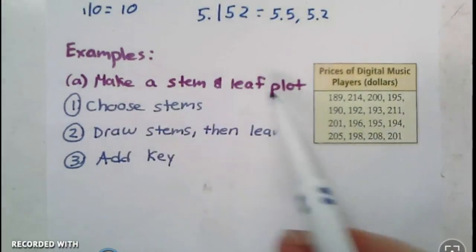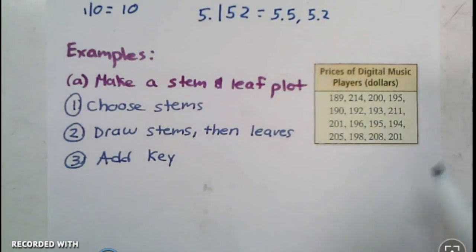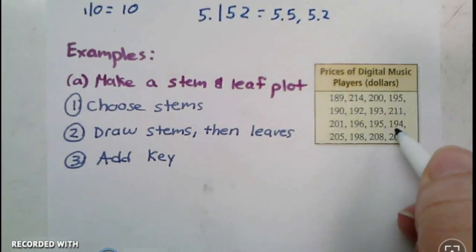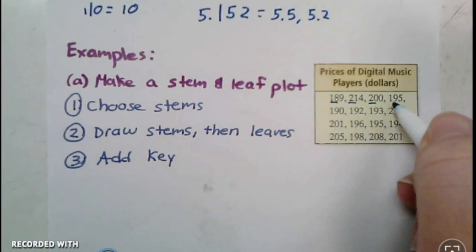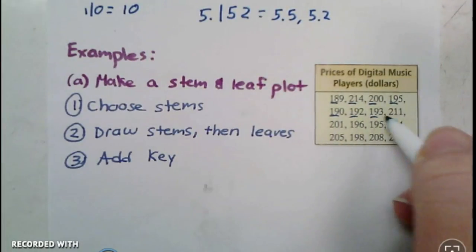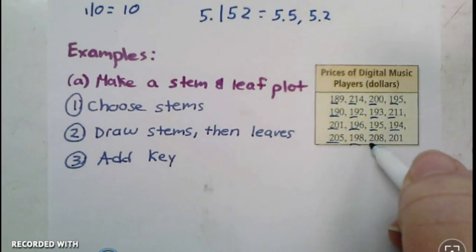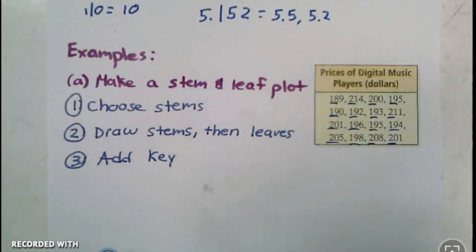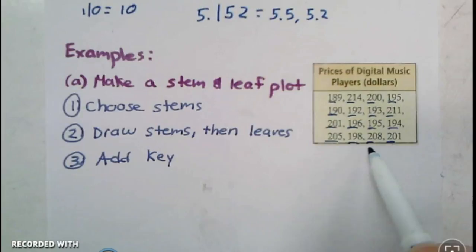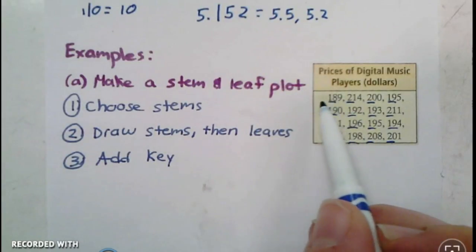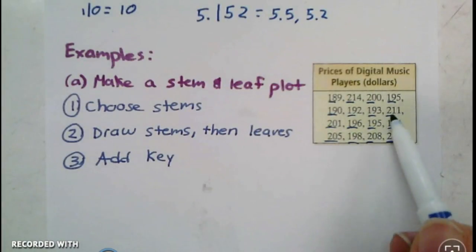So first I'm going to look for my stem and leaf plot. I'm going to look at what numbers I have, and I'm going to see what stem would make sense. In this case, since there are 3 digits, I'm going to look at the first 2 digits. I got 18, 21, 20, 19, 19, 19, 19, 21, 20, 19, 19, 19, 20, 19, 20, 20. I'm looking at the first 2 digits, so my stems are going to be those. It looks like my lowest one was 18 from 189, and my biggest one was 21.